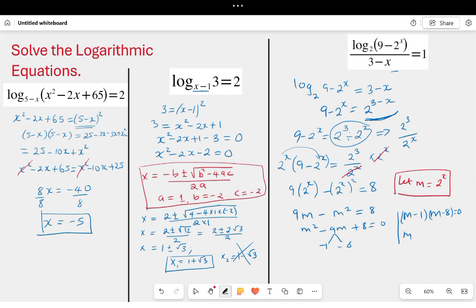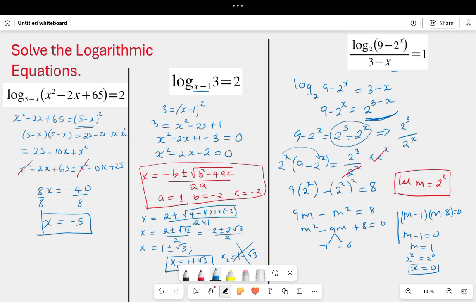Now, if m minus 1 is equals to 0, then m should be equals to 1. Now, replacing 2 to power x back, this is going to be 2 to power x is 1. And instead of writing 1 here, we are actually going to use 2 to power 0. So, in this case, it is going to be equal to 2 to power 0. And therefore, the first solution for x is equals to 0.